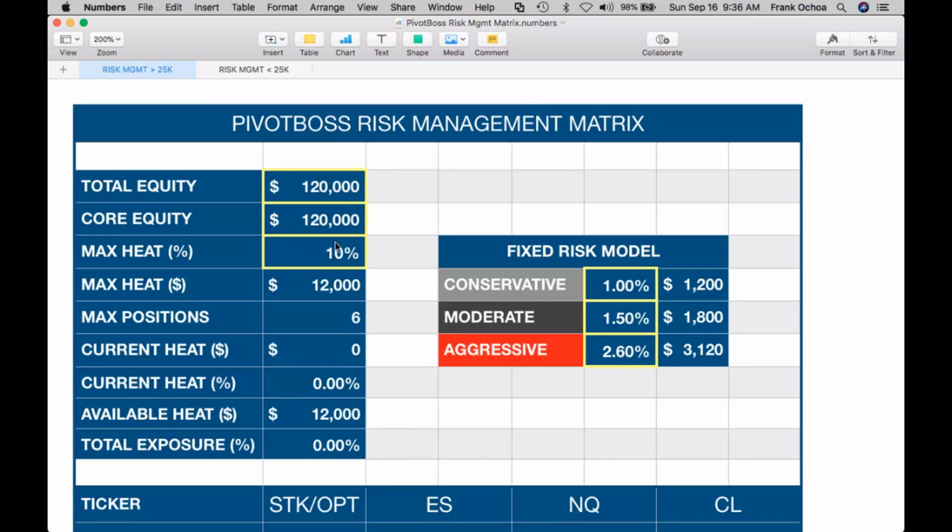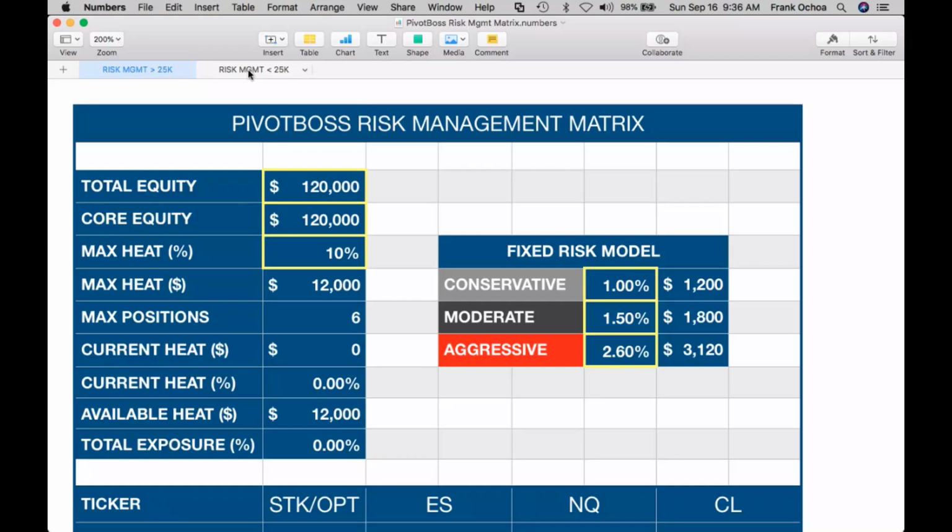Again, you put in 3 different figures here: what's your total, what's your core, and then what's your max heat. Now this one you wouldn't have to touch very, very often. So these are the 2 that I work with every single day. Over here, I keep it at 1, 1.5, 2.6 for my liking. If you want to use, say, 0.5%, 0.75, and 1.25, that could be it too. You can use 5, 10, and 15 if you wanted to, if you had a smaller account.